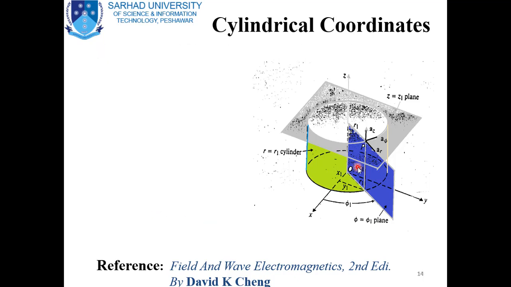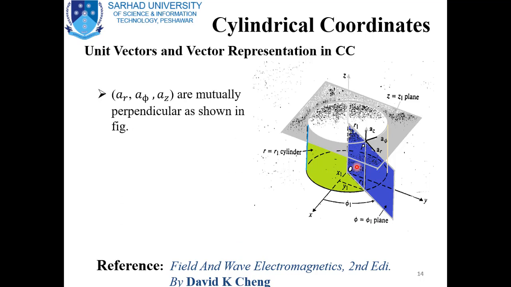Now in this slide we will study the unit vectors in the cylindrical coordinates and the vector representation in the cylindrical coordinates. So from the figure it is clear that we have three base unit vectors in the cylindrical coordinates as well, which are mutually perpendicular. ar represents the direction of the radius or the radial component, aphi is the direction in which the angle varies, and az represents the direction in which the z component varies.